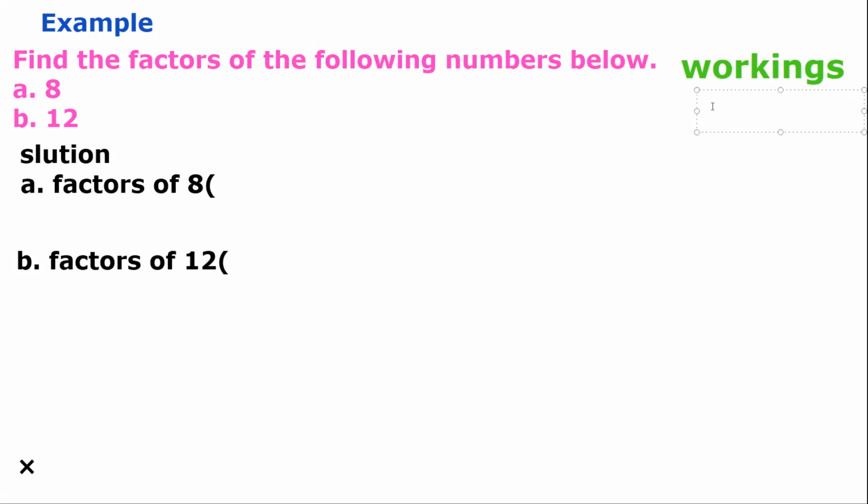Now 1 to 10. 1, 2, 3, 4, 5, 6, 7, 8, 9, 10. Now I have my 1 to 10 here. I'm going to get all those numbers that can divide 8 equally, or all those numbers that when you multiply you get 8.